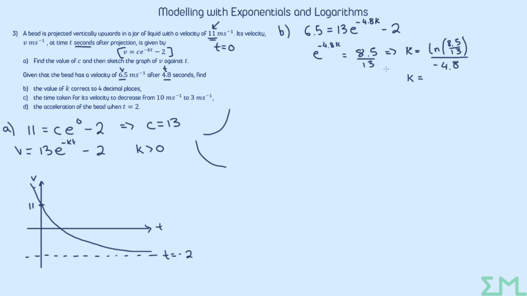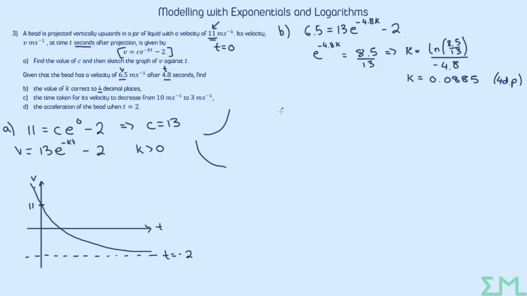So let's see what we get. Okay, so just check what we want it to. 4 decimal places, so we are getting 0.0885. We'll stop there because it is to 4 decimal places. Okay, so we've got our k.